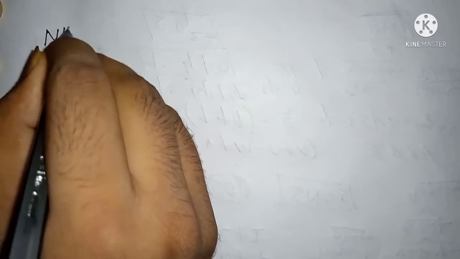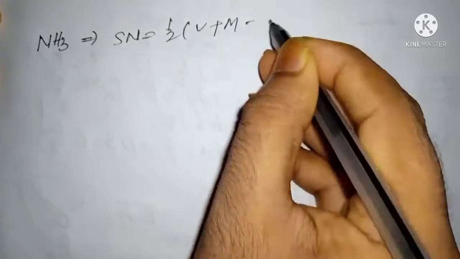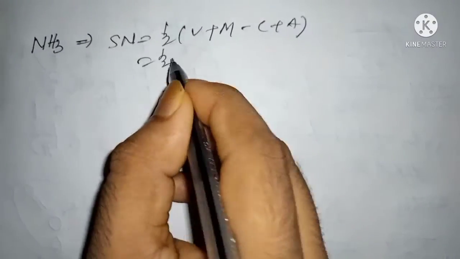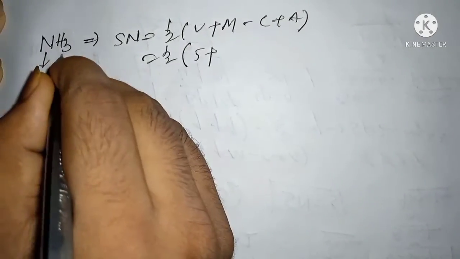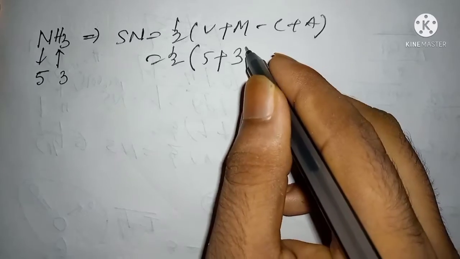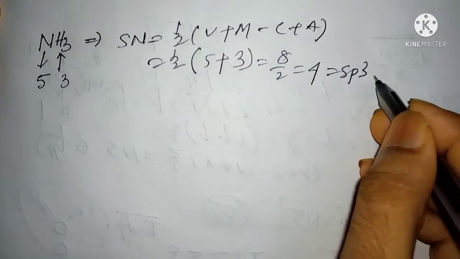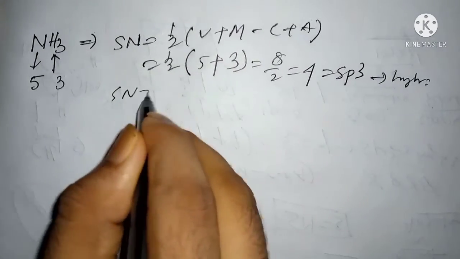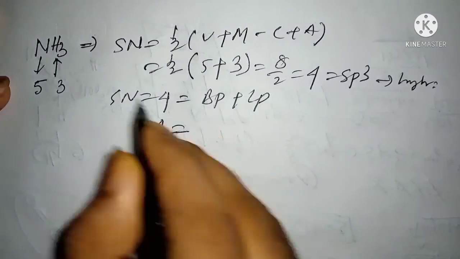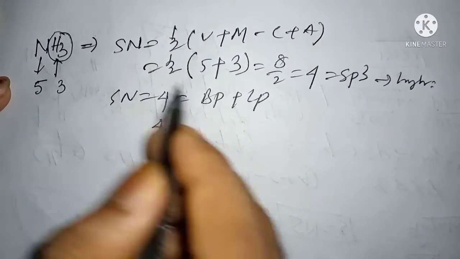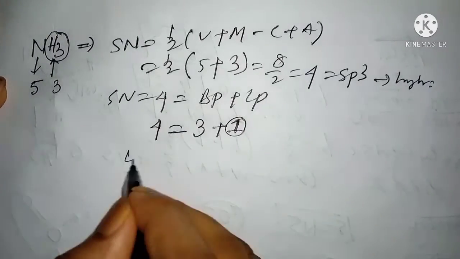Example in case of ammonia. First calculate steric number equals half into V plus M minus C plus A. Half into V: nitrogen has 5 valence electrons, plus 3 monovalent hydrogen atoms, so 8 by 2 equals 4, meaning sp3 hybridization. Now steric number 4 equals bond pair plus lone pair. There are 3 side atoms, so 3 bond pairs, and adding 1 to make 4, the lone pair equals 1.